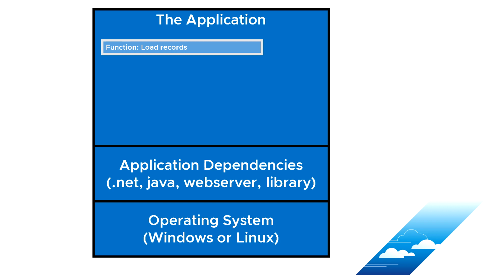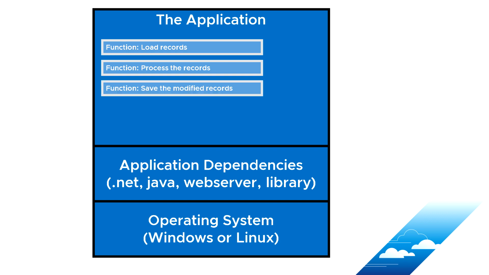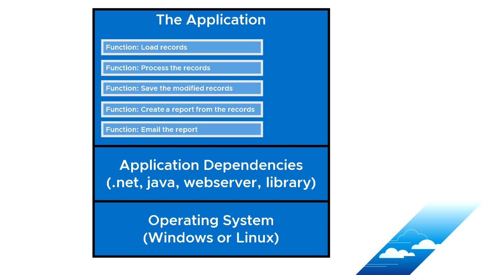So for example, there might be a piece of code or a function that loads records into the application, one that processes or manipulates the records, one that saves the modified records, maybe another one that creates a report from the modified records, and then another one which possibly emails off the report to somewhere else. So I've got several different functions inside of a single application.